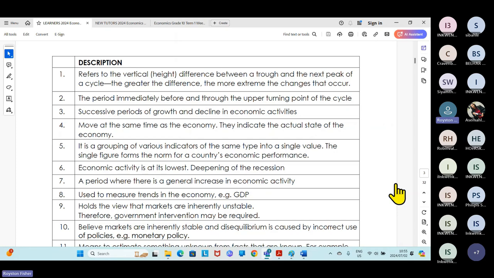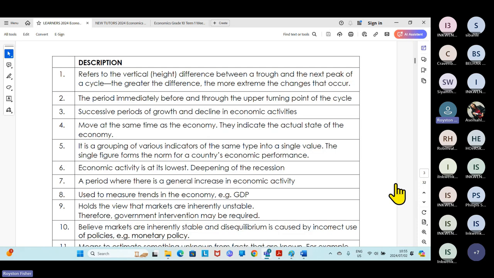And I'll give you another clue that also has to do with indicators. Yes, Balhai, thank you so much. Composite indicator. Then number six. Thank you, Craven B. You're correct. Number six. Economic activity at its lowest, deepening of recession.